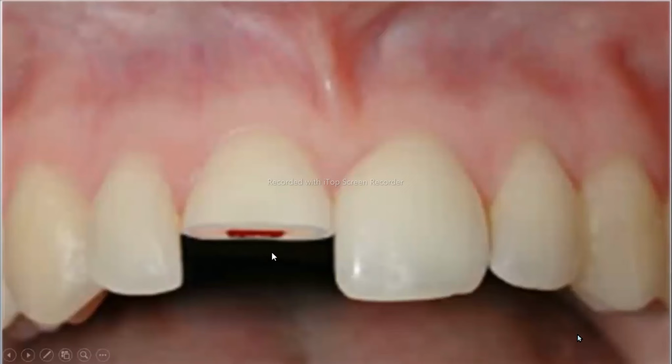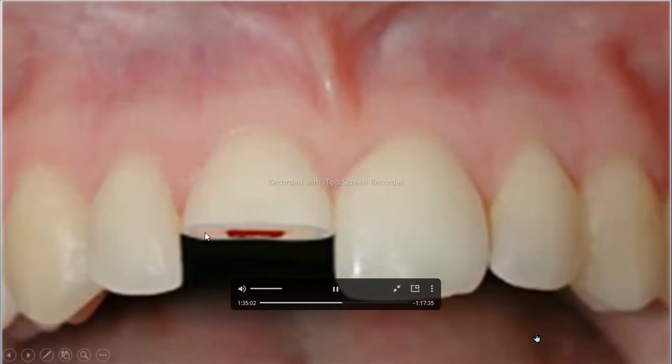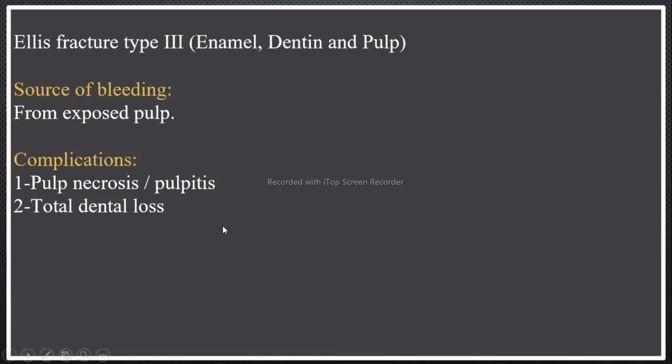This one, what is the diagnosis? Ellis fracture type 3, involving all three layers of the tooth: enamel, dentin, and pulp. Types 1, 2, and 3. So here it is Ellis fracture type 3. Why type 3? Because the fracture involves 3 layers: enamel, dentin, and pulp.